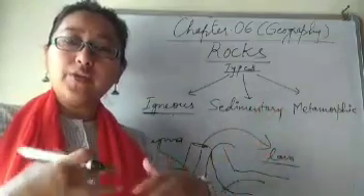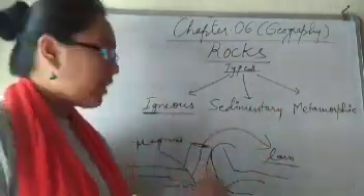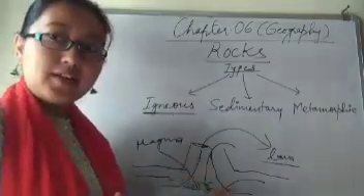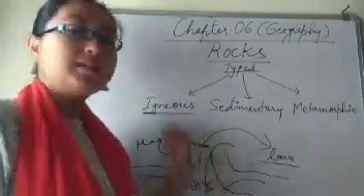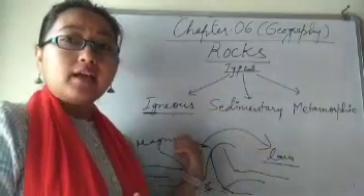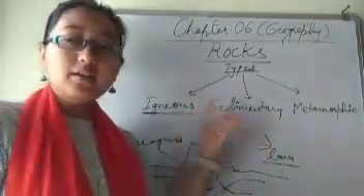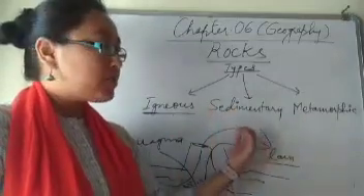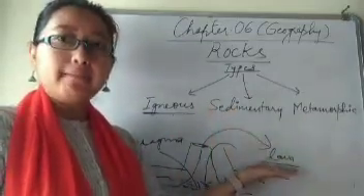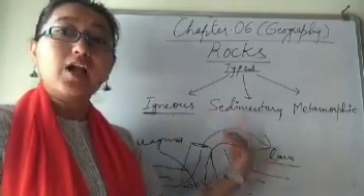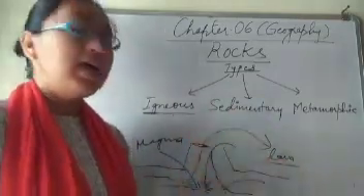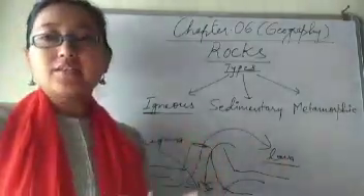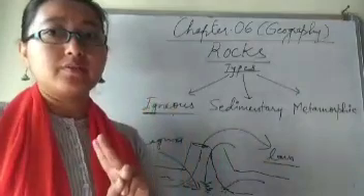Or we can also define it as: magma is the molten material which is inside the earth's surface, and lava is the molten material which is outside the earth's surface. Now from this we can categorize igneous rocks into two types.